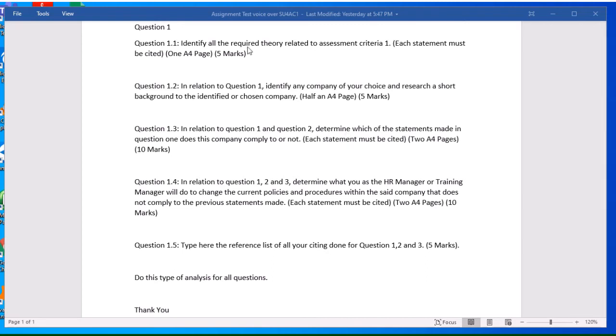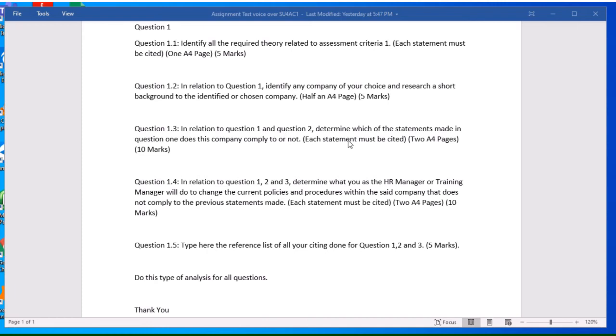1.3, in relation to question 1 and 2, you now need to say, as the HR manager, from what you've read in question 1.1, does your company comply to that theory that you have researched? Yes or no? And don't just write yes or no. You need to give an extensive explanation why or why not do they comply? And again, every statement that you write will be cited.